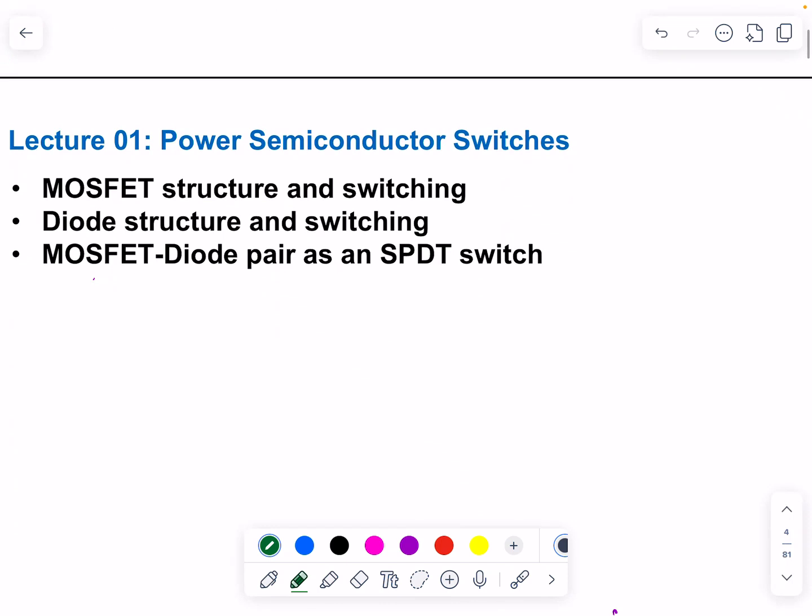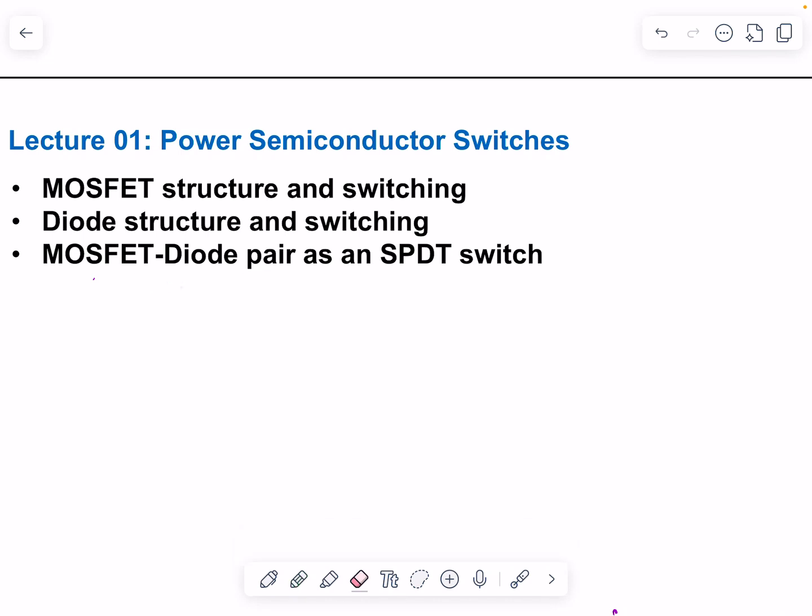The first lecture of this topic, lecture 1, discusses the semiconductor switches as the power stage component. First, we'll discuss the structure of the MOSFET along with its switching characteristics, and we'll cover the diode and the switching characteristics of the diode. We also discuss the structure of the diode briefly, and finally we'll discuss the MOSFET diode pair as an SPDT switch. The schematic of this SPDT switch is something like this.